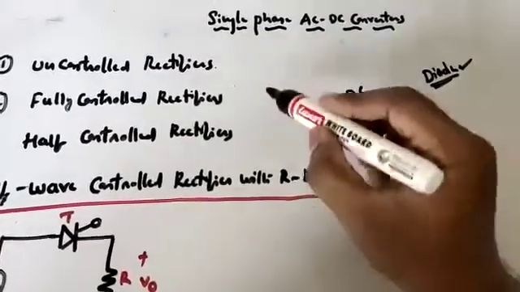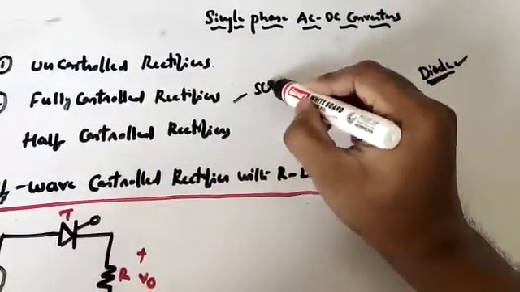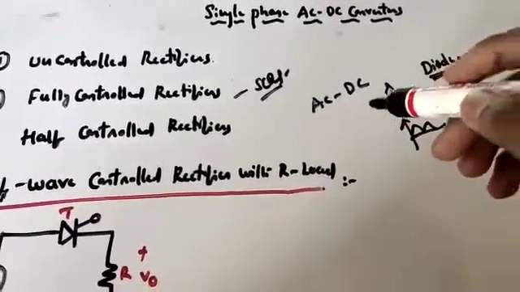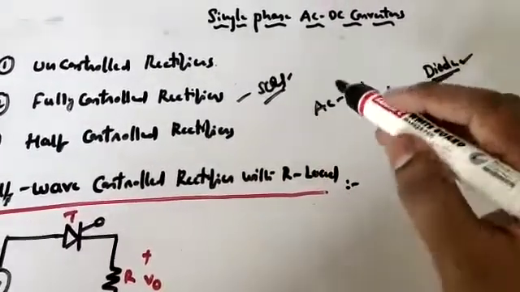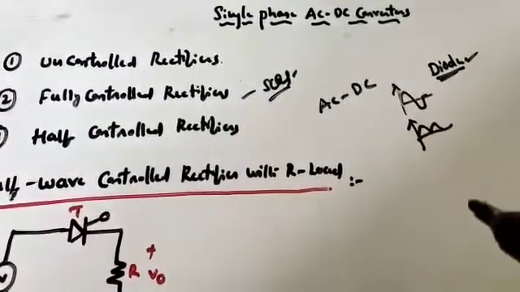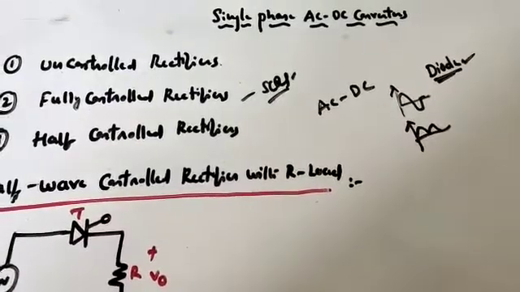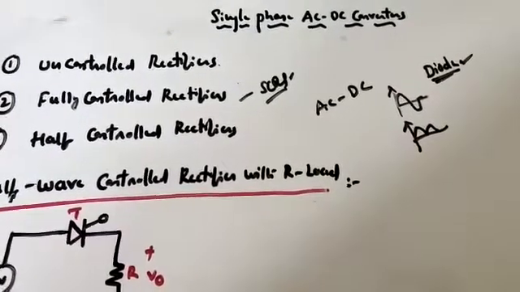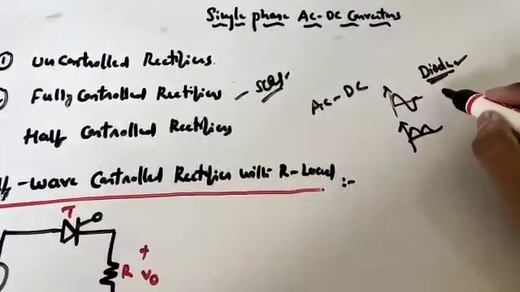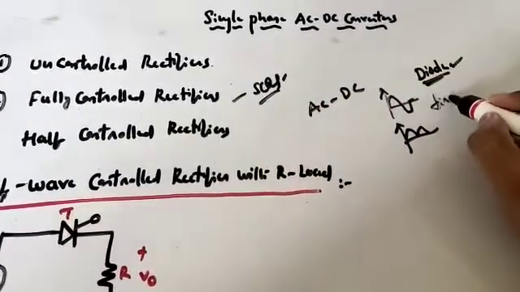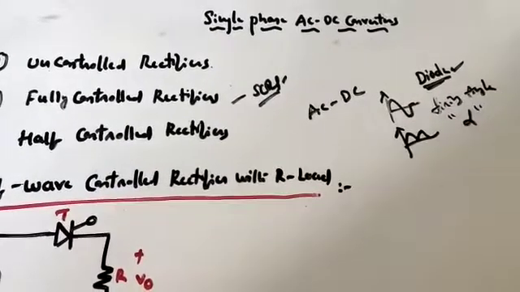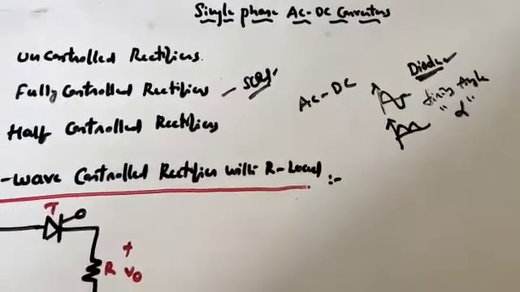Next, what about the fully controlled rectifiers? Fully controlled rectifiers use thyristors, or I can consider SCRs, and these SCRs act as the rectifying elements. The DC output voltage is a function of the amplitude of the AC supply voltage and the point on the wave at which the thyristors are triggered. That means in these fully controlled rectifiers, we provide a firing angle alpha. All these things we'll be discussing in the coming classes.